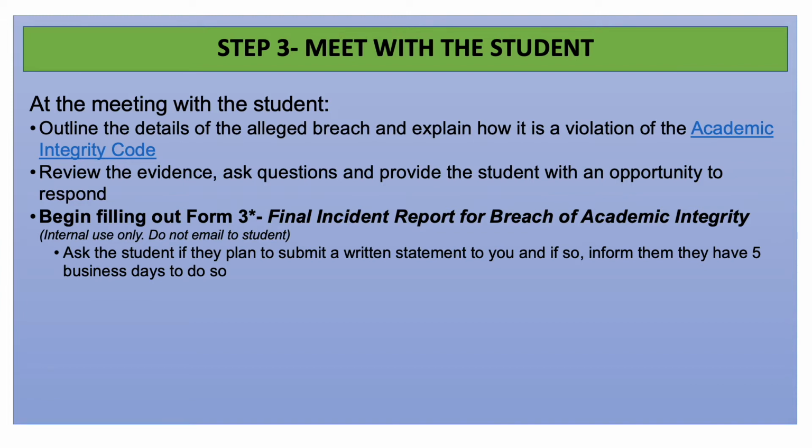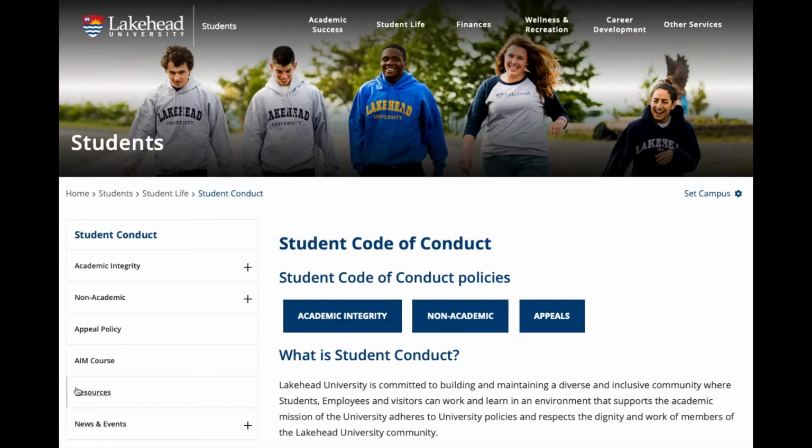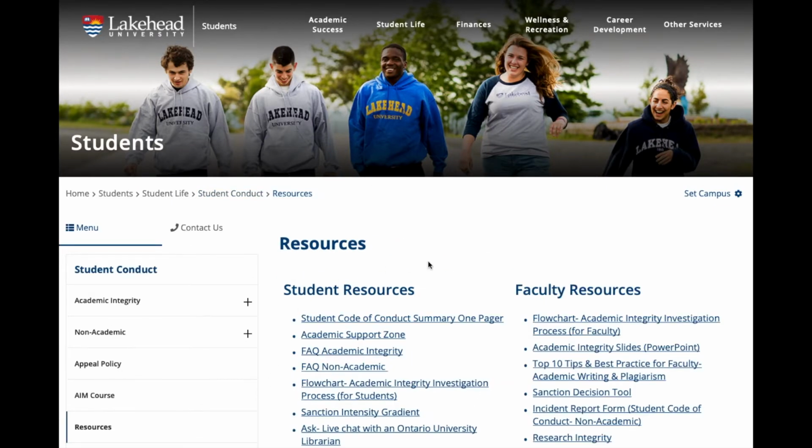If we zoom in on Step 3 from the flowchart, you can see this step is to meet with the student to discuss the alleged academic misconduct. At the meeting, you'll begin filling out Form 3, which is the incident report for breach of academic integrity. Like the other templates, Form 3 can be downloaded from the Resources section of the Student Conduct webpage.